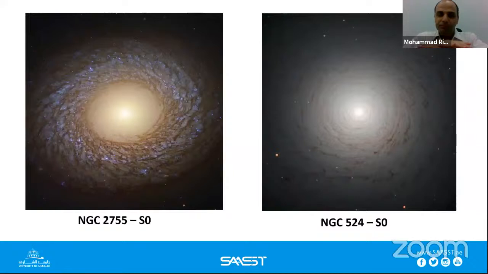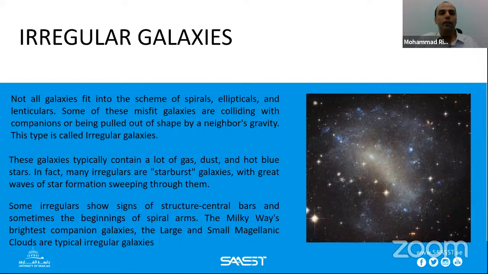It looks like a hazy shape, a hazy disk, like a lens with clouds of dust and gas. And the last class of galaxies are irregular galaxies, IRR. So not all galaxies fit into the scheme of spirals, ellipticals, or lenticulars.